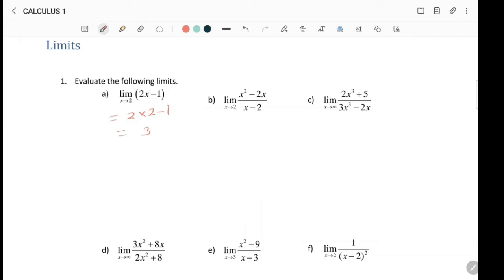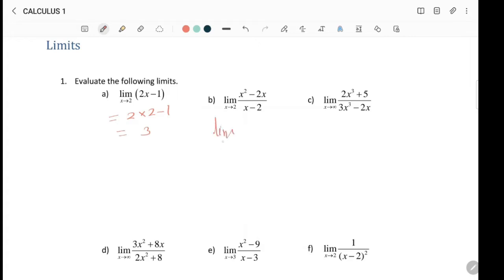Now in the second question, if you put 2 directly, like in part a, then you will get 2 squared minus 2 times 2 over 2 minus 2. So what happened over here? We got 0 over 0, right? Whenever we get 0 over 0 or infinity over infinity, we have different ways to solve this type of question. We can either simplify this or we can use L'Hopital's rule. But this seems a very simple question. We can simplify this. So how can we simplify?